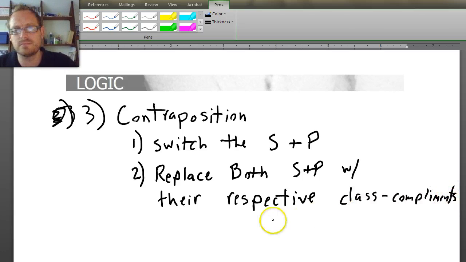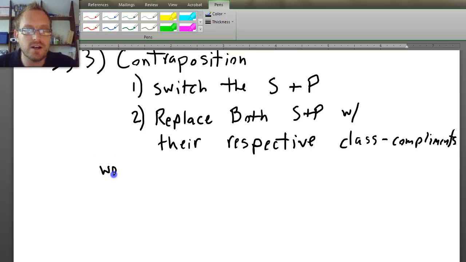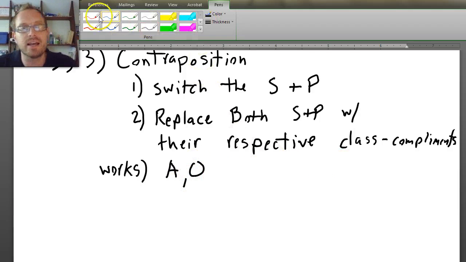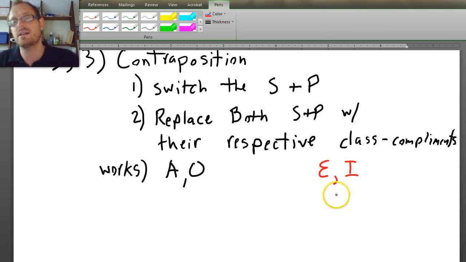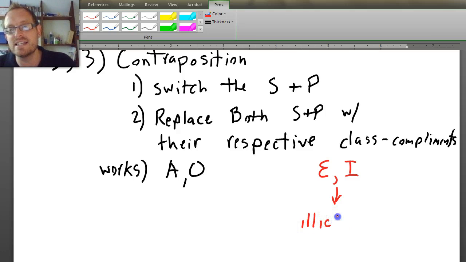Okay, now here's the thing. Notice we said that conversion works with the E and the I, and that obversion works with all of them, the A, the E, the I, and the O. Contraposition only works with the A and the O statements. It doesn't work with the E and the I. If you contrapose an E statement or an I statement, you will not end up with a logically equivalent statement. So that will create a fallacy, which we're going to call, no surprise here, the illicit contraposition.